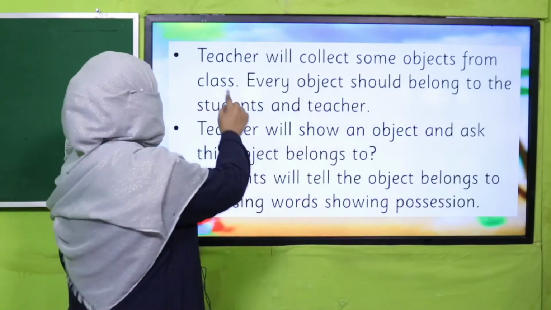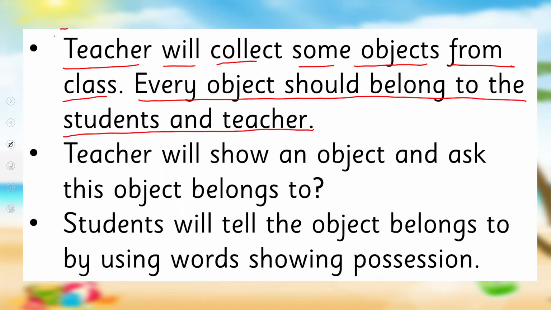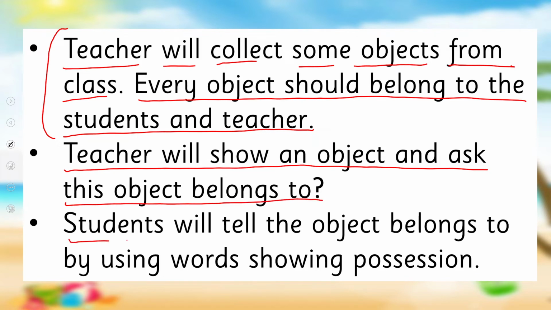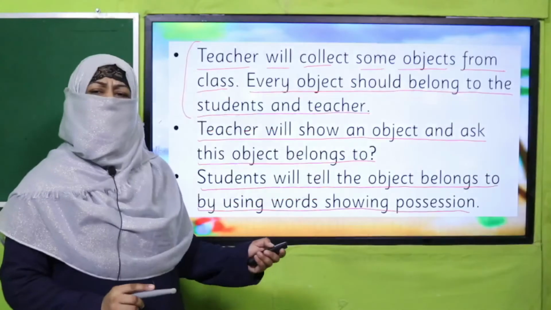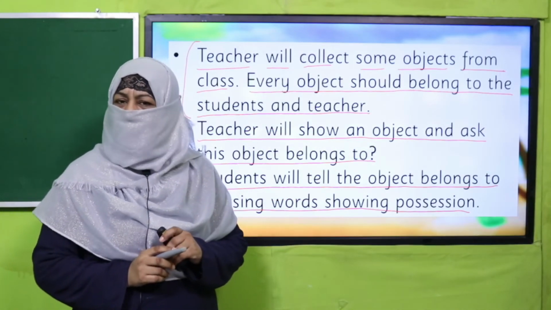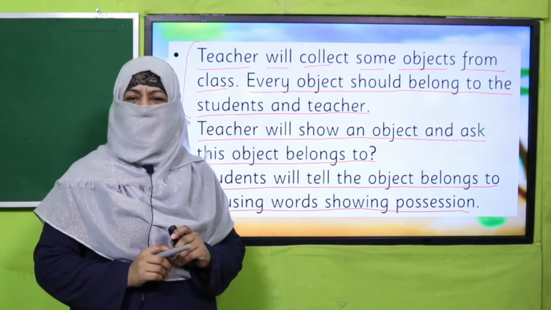What are we going to do? Teacher will collect some objects from class and every object should belong to the students and teachers. Okay, so we are going to collect different objects from everyone and teacher will show an object and ask whom this object belongs to. Students will tell whom the object belongs to by using words showing possession. Okay, this is her, this is his. So this is how you are going to answer. Pause the video, enjoy this beautiful activity and then come back.